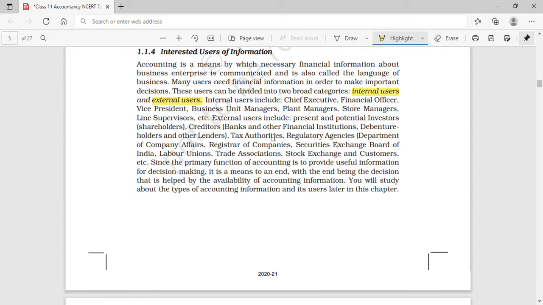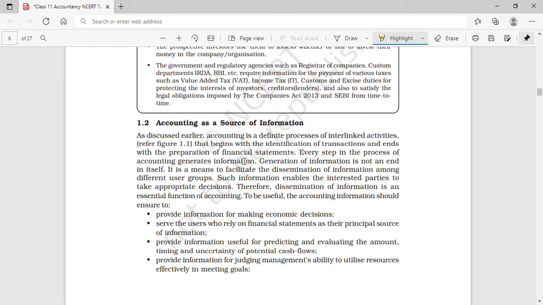Then you have the taxing authorities, the trade associations, stock exchanges. There are many kinds of external users who play a very important role. They want to know the information, especially when the company goes public. What is the public market? They are into stocks. That time it plays a more important role because there are other people who are going to put money into that company. So they should have a satisfaction that yes, the company is a profit making company. Okay. There are other types of accounting information which we'll be studying later.